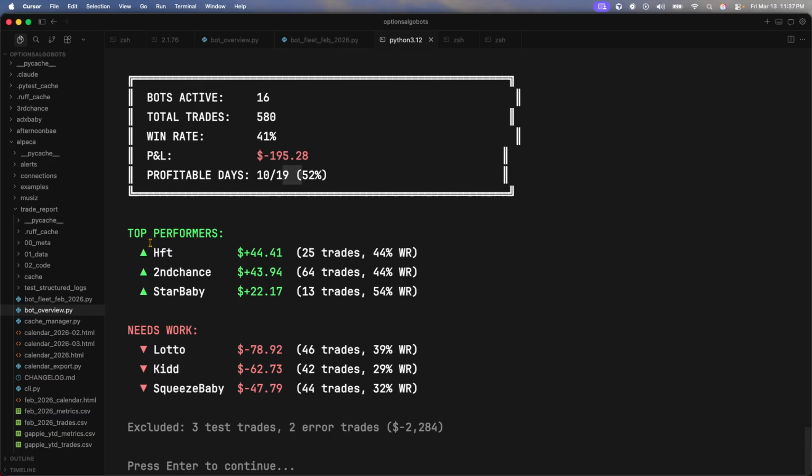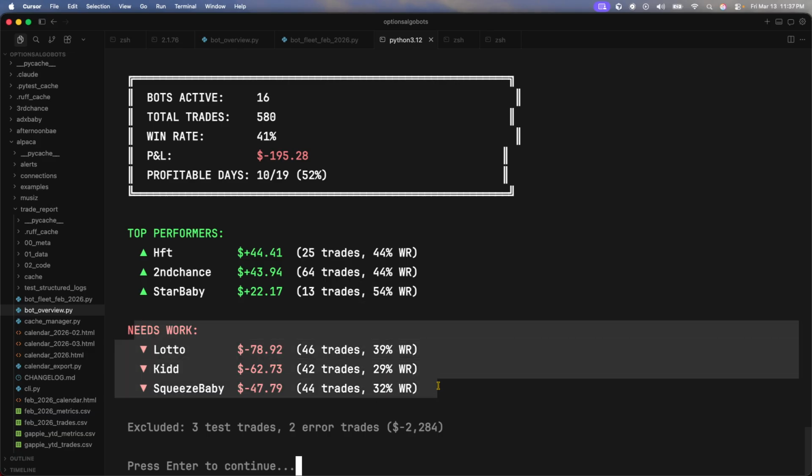So about 52%. Our top performers were HFT Baby, that high frequency trading bot, with 25 trades, 44%, made $44. And we're looking at Second Chance Bot, $43, 64 trades, about 44% win rate. Whenever you see that WR, that's win rate. And then Star Baby, $22, 13 trades, 54% win rate.